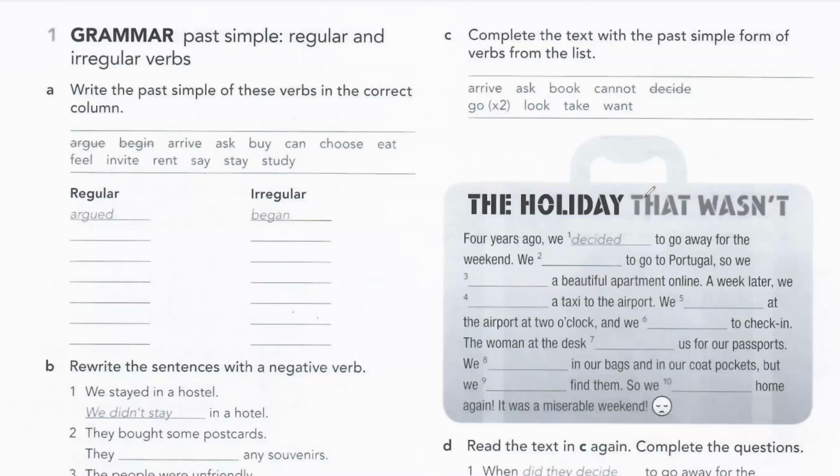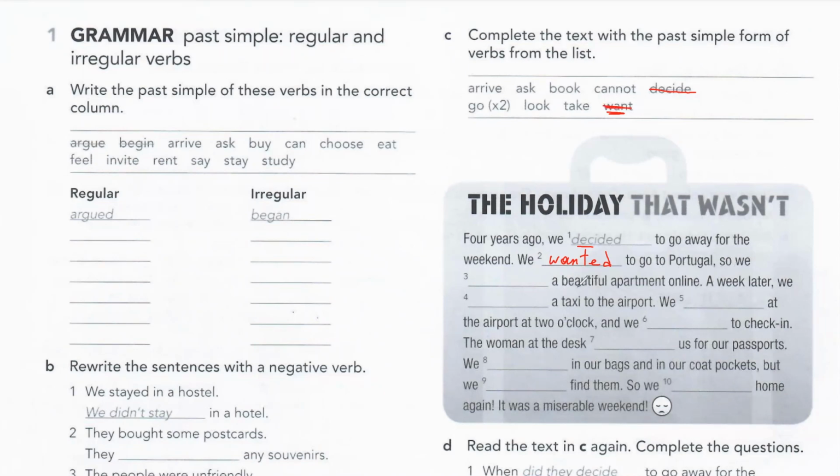Let's start. The holiday that wasn't. Four years ago, we decided. The decided is gone here, as you can see, they're using the ED form. We decided to go away for the weekend. We to go to Portugal. So we wanted is better here. We wanted to go to Portugal. So we're going to remove want.